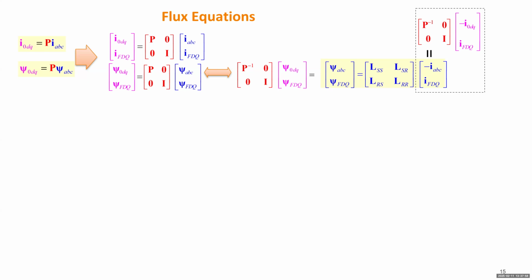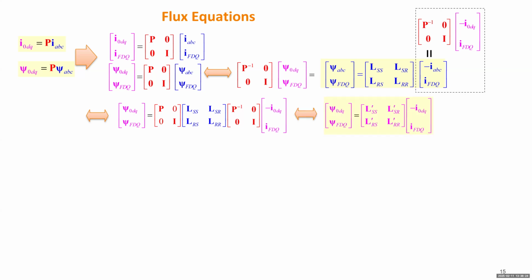Next, we just simplify this equation and we can get this one. Both sides are multiplied by the inverse of this matrix, which is just the P and 1 on the diagonal elements. So this will be our new flux linkage equation. And next, we simplify the product of the first three matrices. We define that as this new L matrix with a prime. Prime just indicates after transformation.